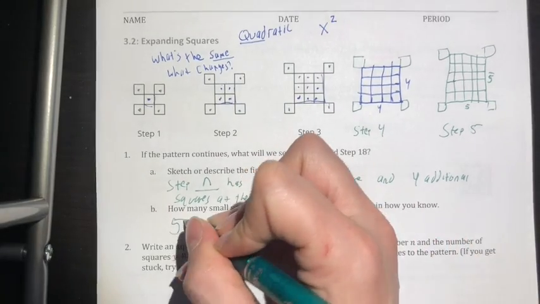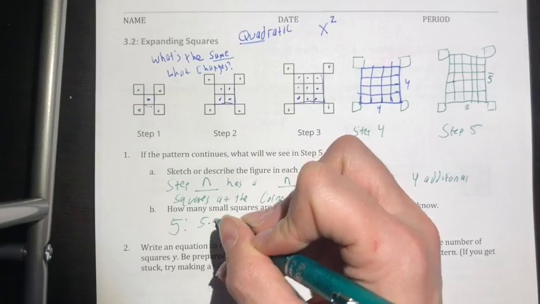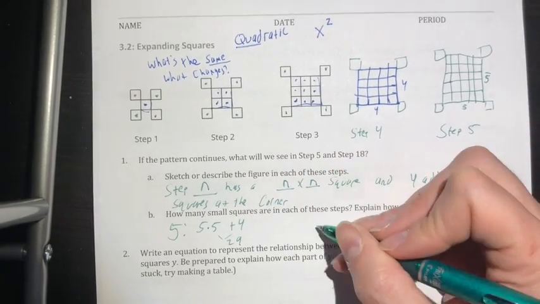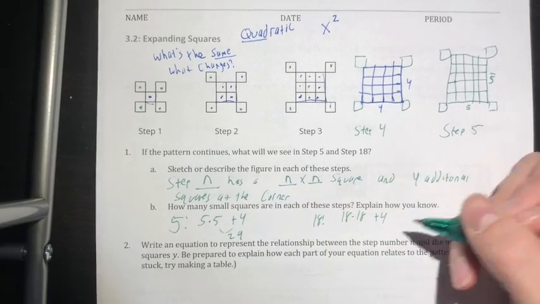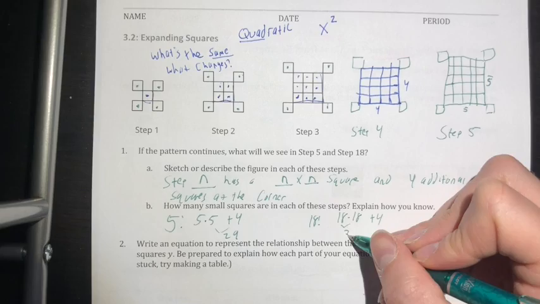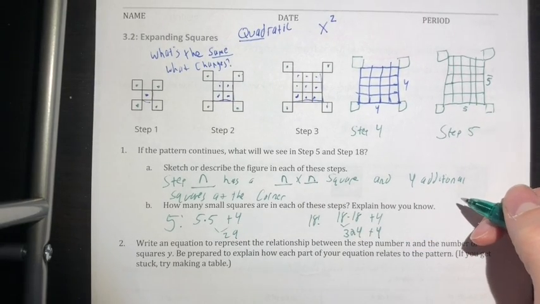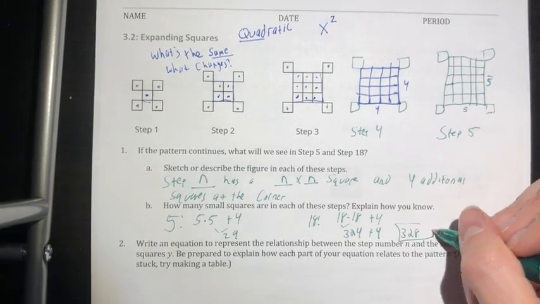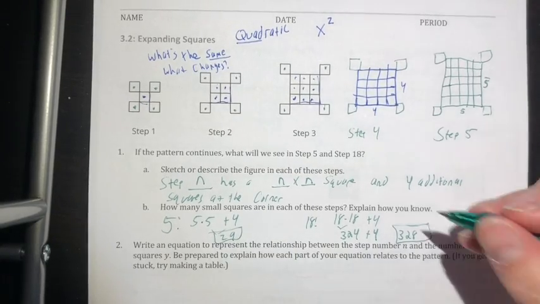So step 5 is going to have 5 by 5 plus 4, which is going to be 29. And then step 18 is going to have 18 times 18 plus 4. So 18 times 18 is 324 plus 4. So it's going to have 328 squares. And I know because of my rule.